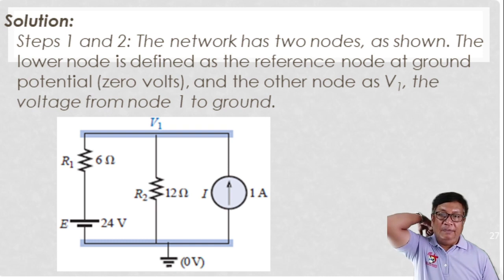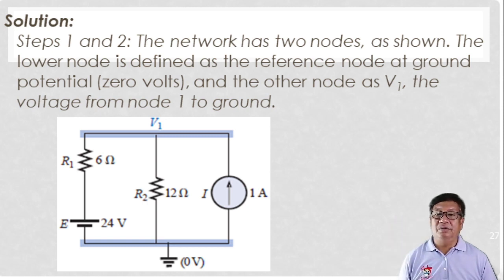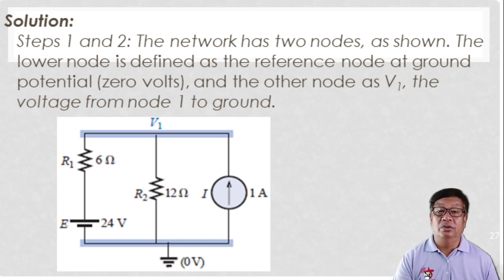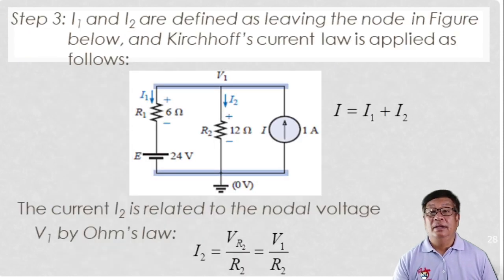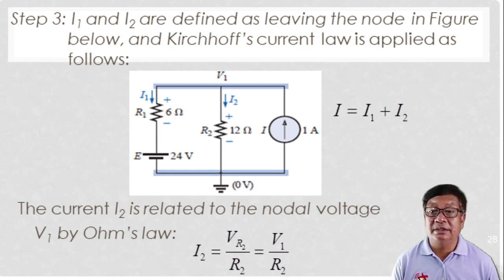So step 1 and step 2, the network has two nodes. Okay, we have this node nga binigyan natin ng pangalan na V sub 1, and we have this zero potential node. Okay, the lower node is defined as the reference node at ground potential, and the other node is V sub 1. Okay, the voltage at this node 1 is the voltage from node 1 to ground. Okay. So, step number 3, we have I sub 1 and I sub 2 defined as leaving the node in the figure below, and Kirchhoff's current law is applied as follows.